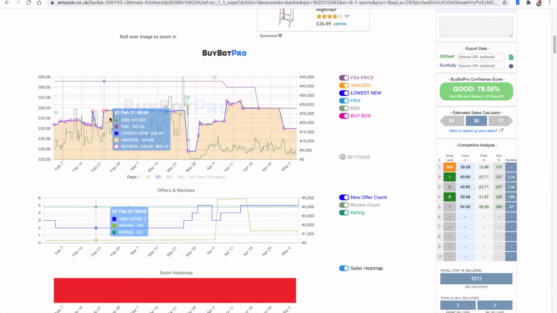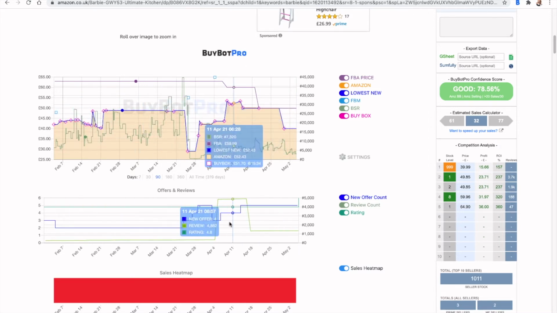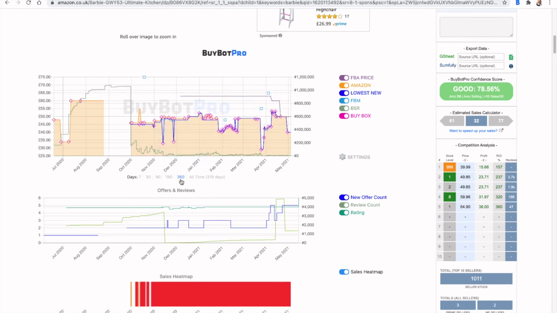So I'd come over here and look at the BuyBotPro chart, and the first thing I'd probably do is go over to 360. So in the last year, you can see that Amazon have been out of stock for about 6 weeks or so. So most of the time they are in stock. So let's have a look at this buy box and let's see what the situation is.